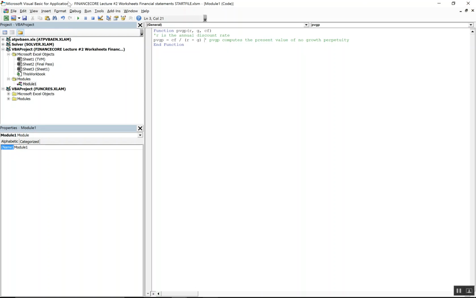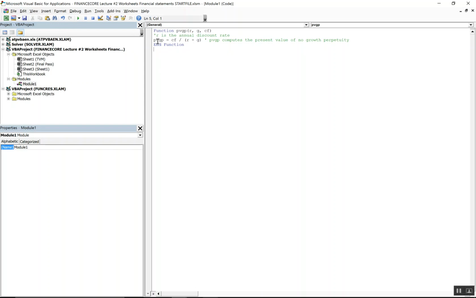A couple things while I'm here. This is called our Project Explorer. Whenever I have a function, I want to make sure I only have one module. Here's my workbook, Lecture 2 worksheet, start file. There's the module I inserted, and there's the function I wrote. I don't want to insert a module every time I come back here. I just want to use Module 1, because inserting more modules would cause problems.